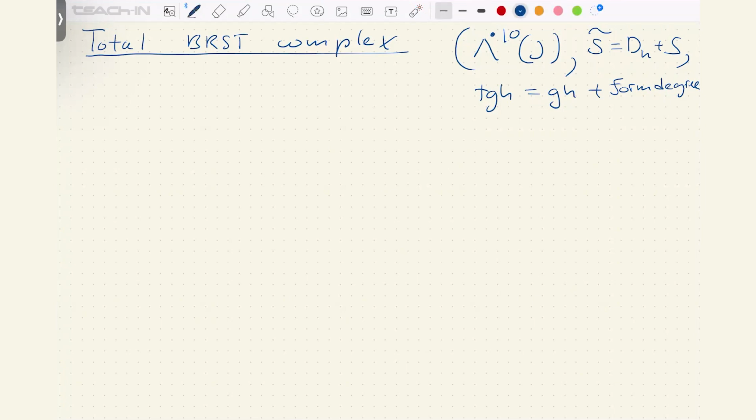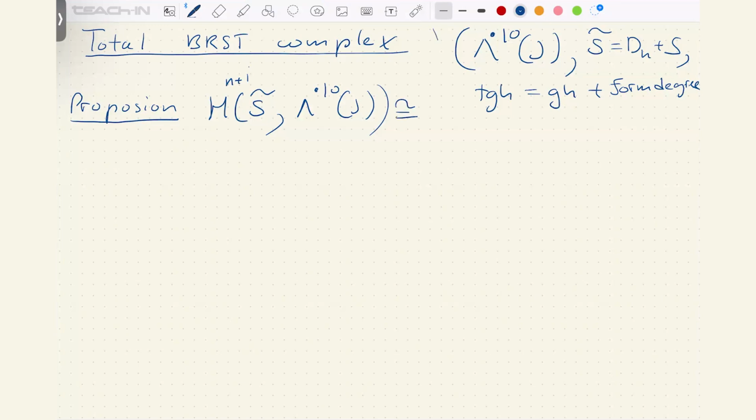And the proposition which we have about this complex is that we can consider the cohomology of S twiddle in degree n plus i, and this is going to be isomorphic to the local BRST cohomology H^i of S in functions, or let's say top forms.